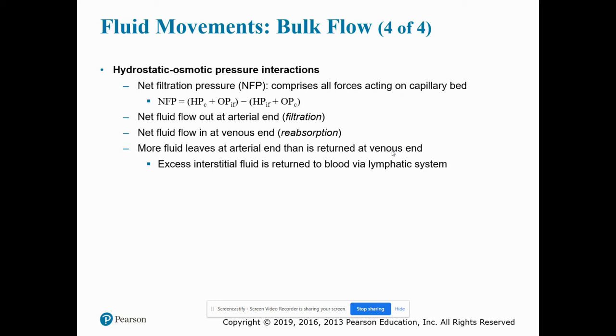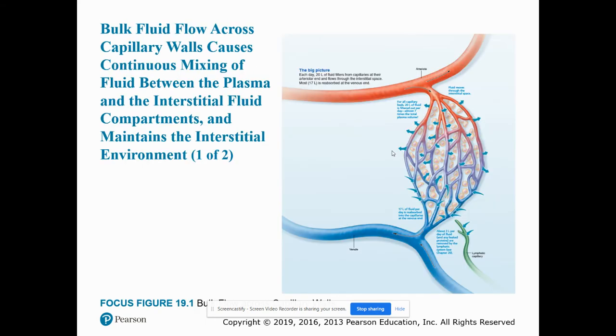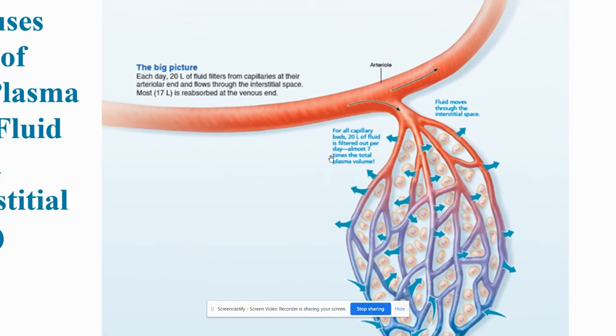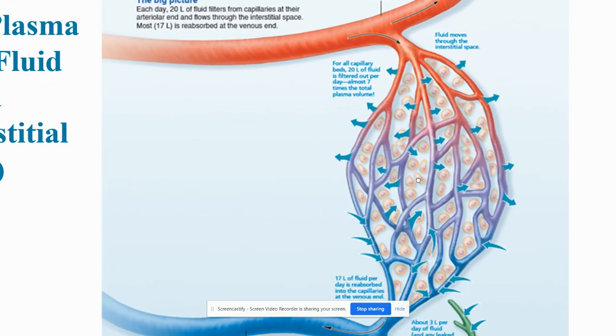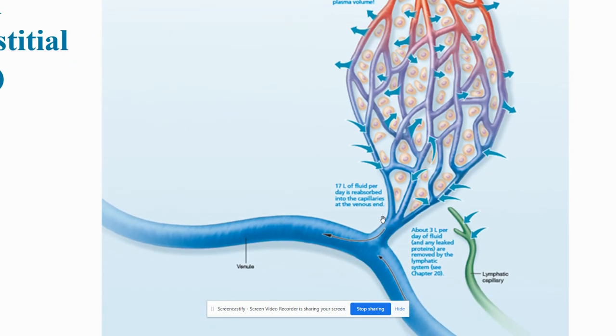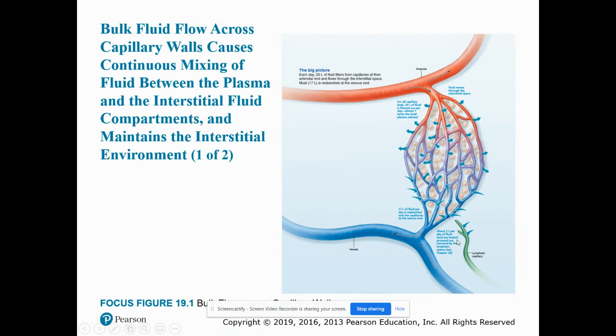I'm not going to ask you to work out a problem on this, but I did want you to look at this diagram just kind of quickly. I'm going to blow this up. This is just showing 20 liters of fluid is filtered out per day. And as fluid is going through here, it's getting pushed out. When it gets back towards the side, it's going to be sucked back in. So 20 liters of fluid is filtered out, 17 is reabsorbed, and about 3 liters is going to be picked back up by the lymphatic system.